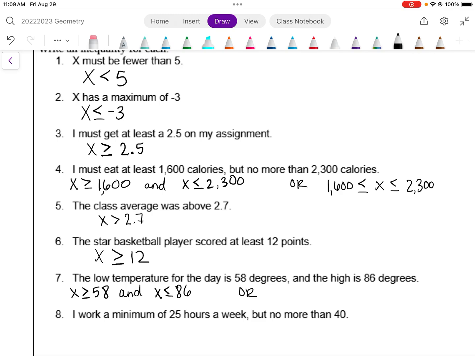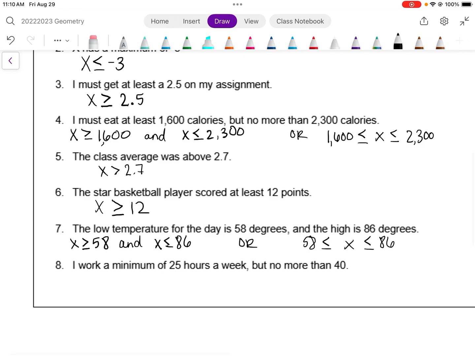Or if you wrote it as a compound inequality, we know if the low is 58 for the day and the high is 86, that means our temperature at all times is in between those two numbers. So again, I always do it this way first, and then I fill in my signs. So I know the temperature has to be greater than 58 or equal to, because it could just be 58 degrees. But then my temperature has to be less than or equal to 86 degrees. So there's how you would write that compound inequality.